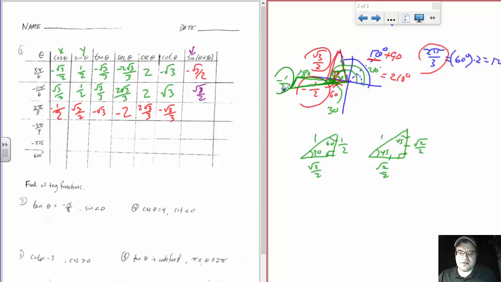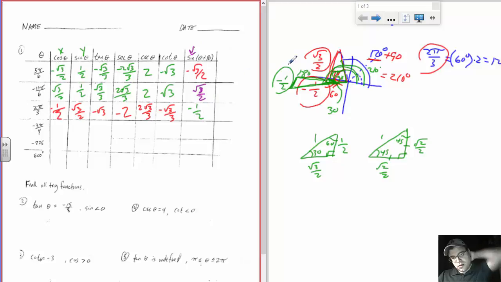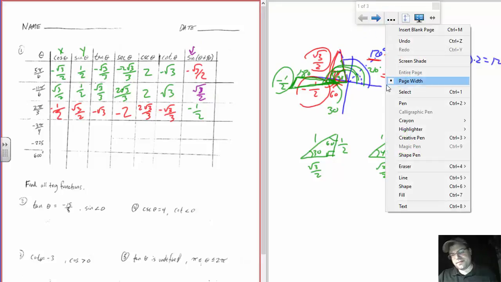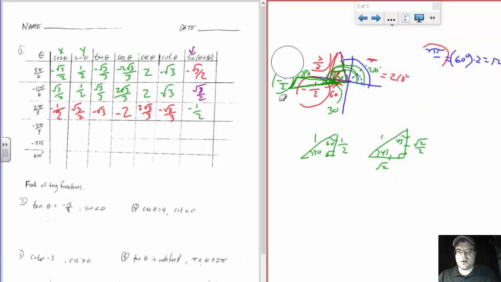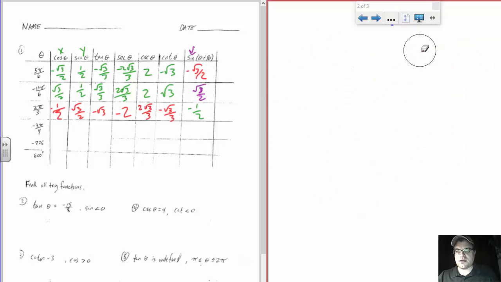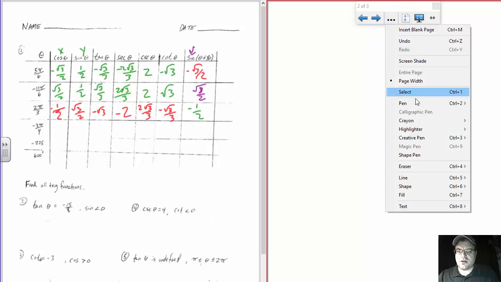So back to this. This is the sine of this angle after I added 90 to it, and the sine is what I want. So this is negative 1/2. That's the answer for that one. Okay, so let's keep moving. Let's see, eraser. All right. Let's see, circle all that. Erase as much as we can. Okay, keep going.